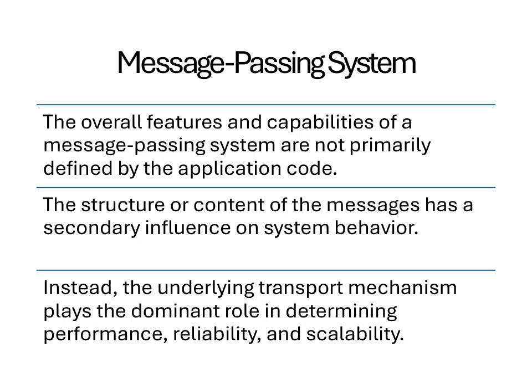The main features and how well a message passing system works don't really depend on the application code itself. While the design or content of the messages does have some impact, it's actually a secondary factor. The key element that shapes the system's performance, reliability, and ability to grow is the transport mechanism underneath it all. This is what ultimately determines how effectively the system can handle communication between processes.